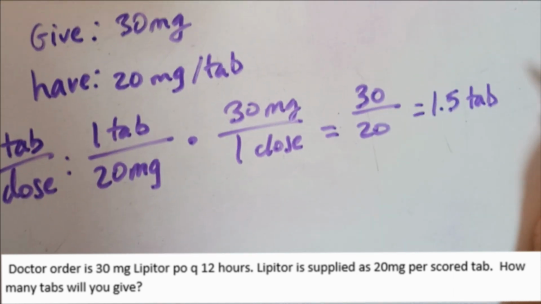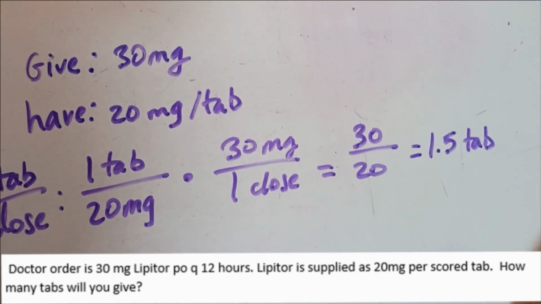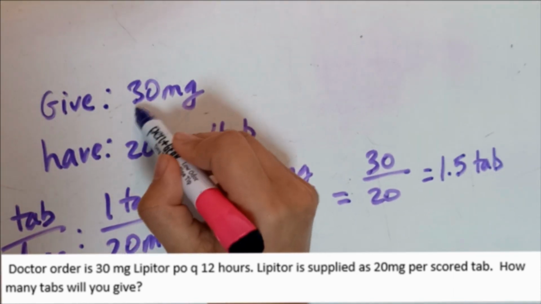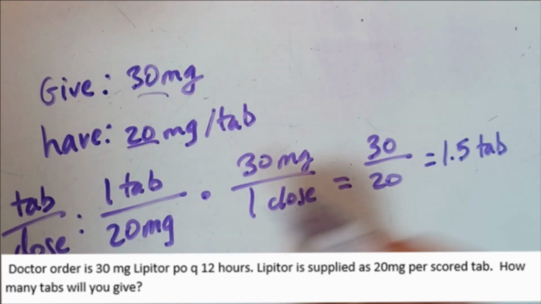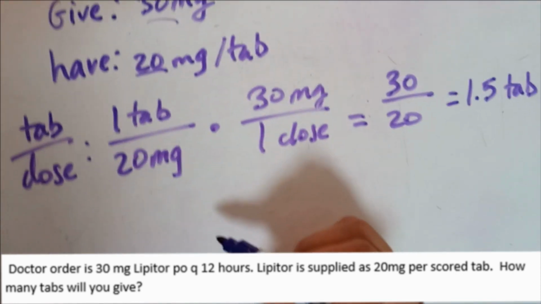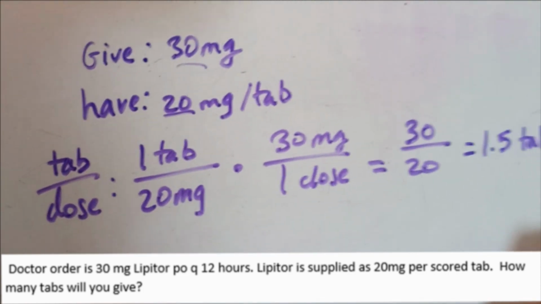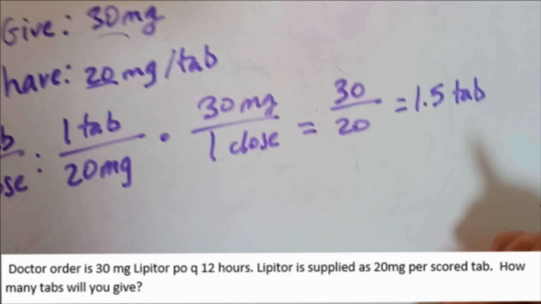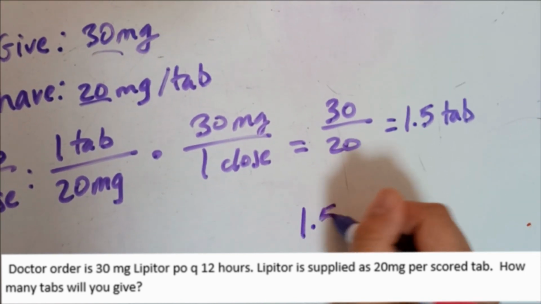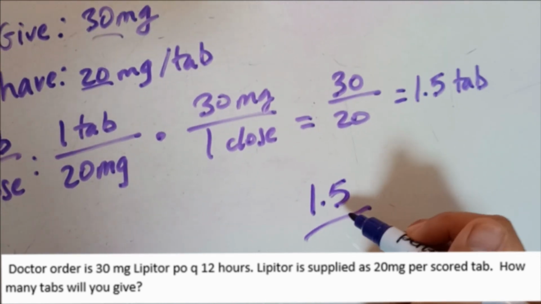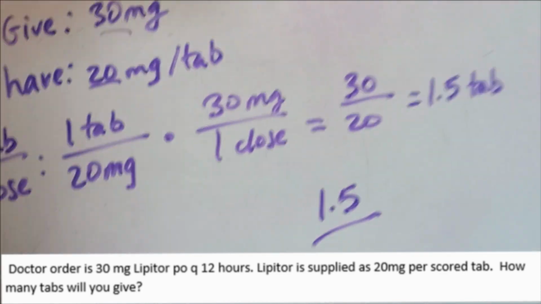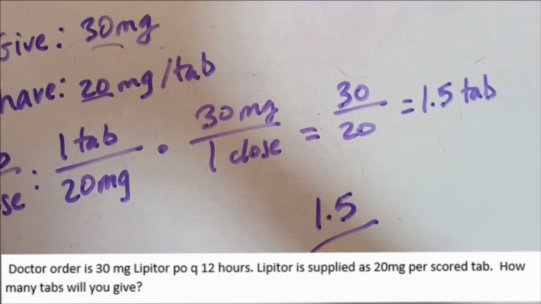Okay. Another way you could do this, once you get the hang of how it goes, is you can just divide this 30 by 20 right away without setting it up. But in the beginning, when I was still confused with these kind of questions, I would set it up with dimensional analysis so that I make sure I end up with the correct thing at the end. So on the exam, I would just write 1.5. And that's possible because it said it was scored tablets, so you can cut the tablet in half.